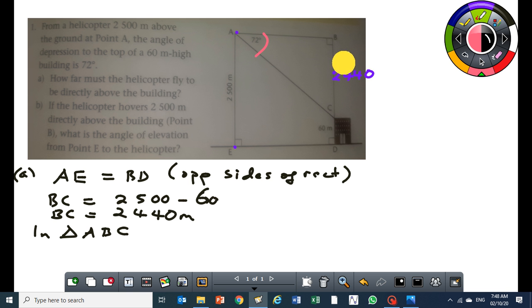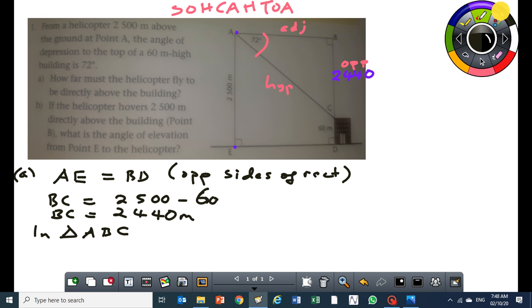So this side here will be the opposite side. Obviously, this becomes the adjacent, and AC becomes the hypotenuse, because AC is opposite the right angle. Once I do that, it becomes easy to carry on. I just have to use my trig ratio. Remember, it's SOHCAHTOA.